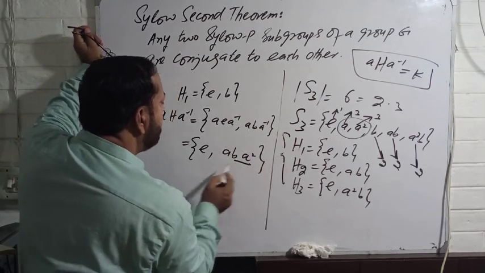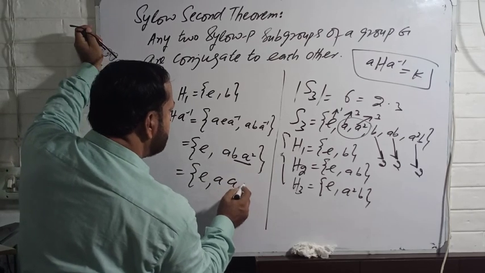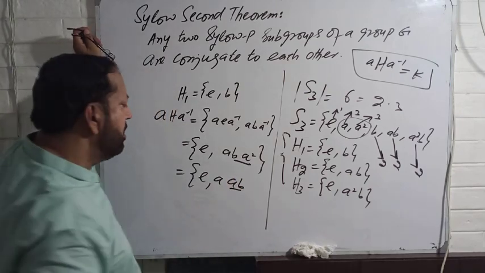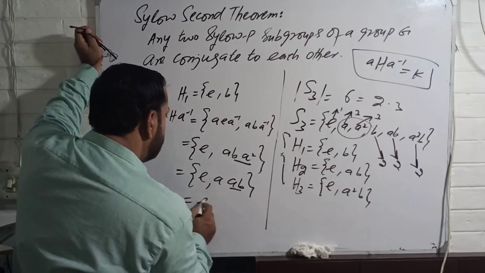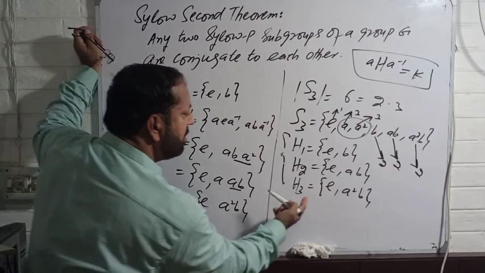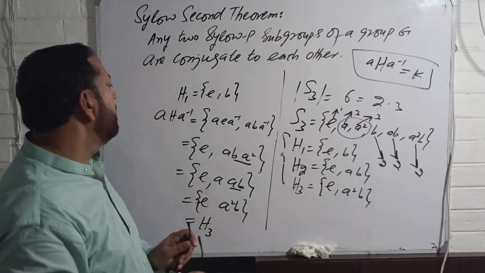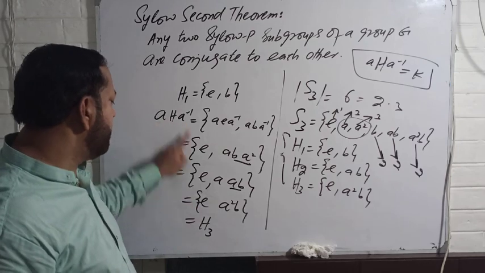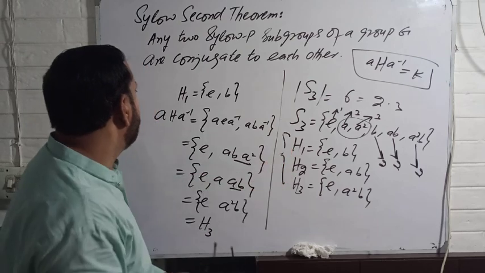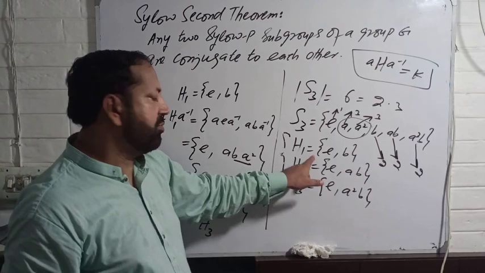So A inverse is equal to A square. And what is B? A square. E A and B A square. You know B A square is in fact AB. So what is this? This is E, A square B. Look at this. What is this? This one is H3. Right. So A H1 A inverse is H3. This means that H3 is conjugate to H1.